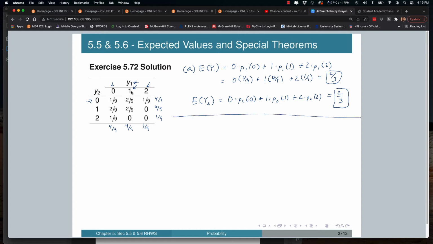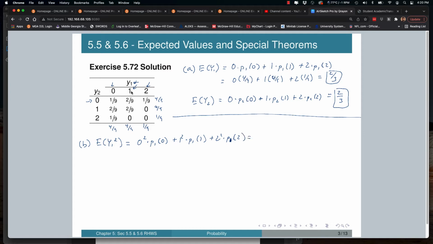All right, so part B says find the variance of Y sub 1, but we need the expected value of Y sub 1 squared. To do this by hand using the table, we can do 0 squared times the probability of the Y sub 1 column plus 1 squared. So we're just squaring the random variable here, p sub 1 of 1 plus 2 squared times p sub 1 of 2.